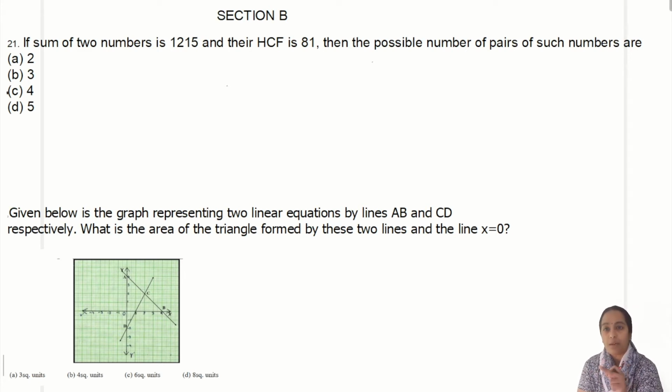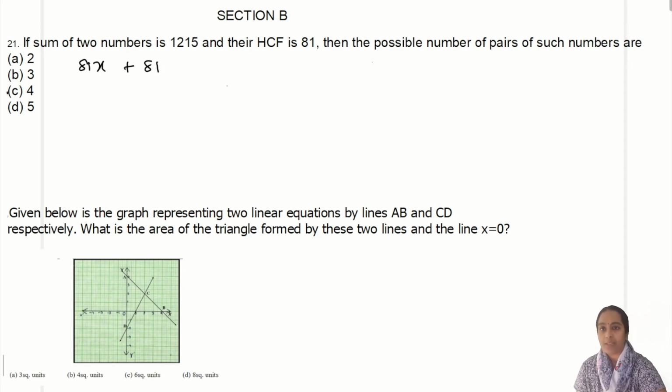Sum of two numbers is 1215. HCF is 81. Then the possible number of pairs of such numbers. So this is what the question says. HCF is 81 means the common factor is 81 with the two numbers. So the two numbers you can take as 81x and 81y.